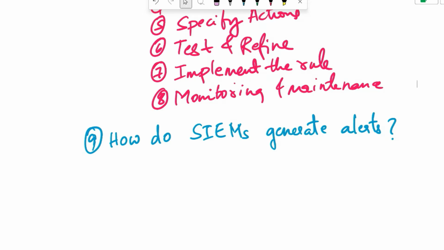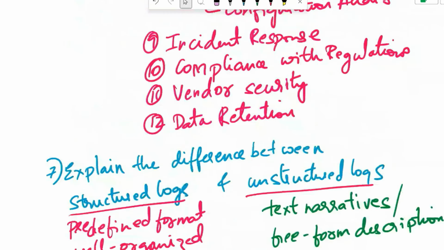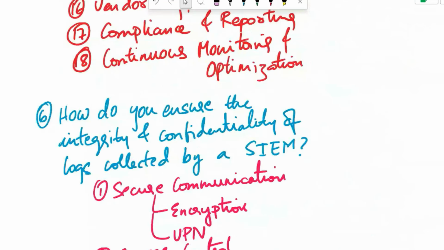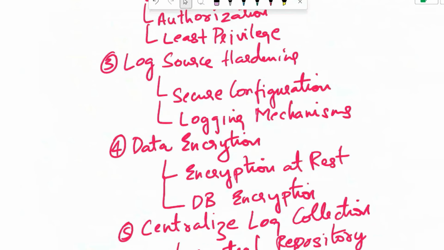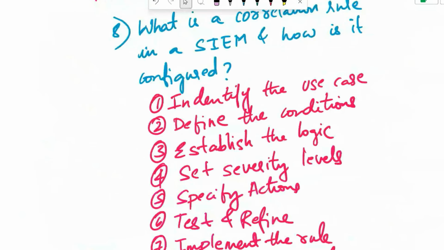This is the second video in the series of SIM interview questions and answers. In part one, we discussed 8 questions. The link is in the description box if you want to go check it out. Now we'll start from the ninth question.